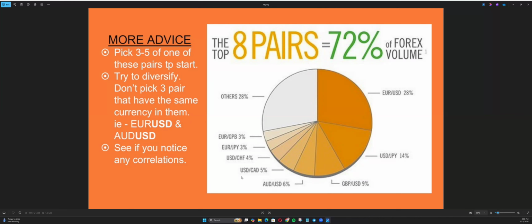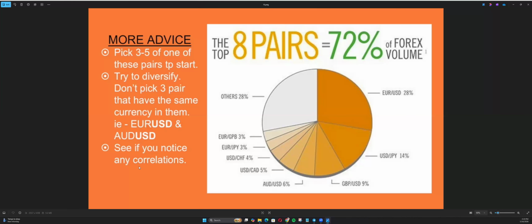It says try to diversify. Don't pick 3 pairs that have the same currency in them. For example, Euro USD and AUD USD, okay, that's fine. So you could pick Euro GBP cross. You can pick USD CAD because they are different. There are no same or similar currencies in them.